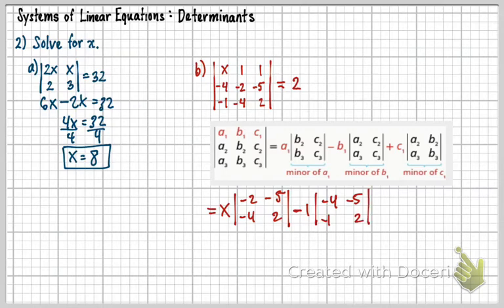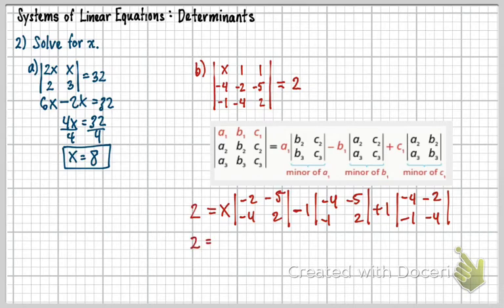And then for the third one here, I'm going to use that third entry in the top row, and that's going to be +1. And my determinant, without the first row or the last column, is going to give me -4, -2, -1, -4. So there we go, that's going to be our setup for this one. Now we definitely have to clean it up. And remember that determinant equals 2, so I can write equals 2 here.